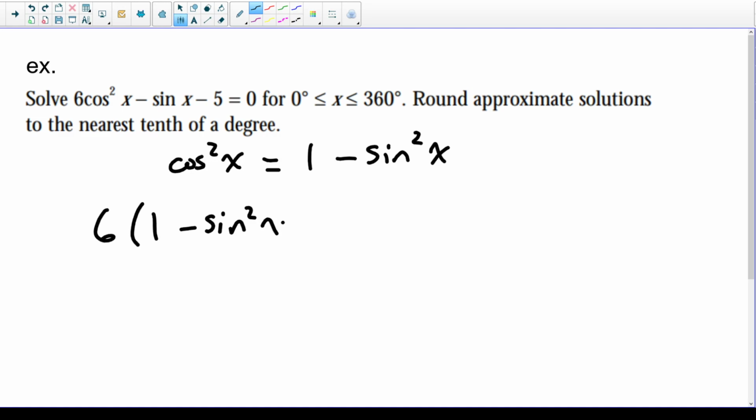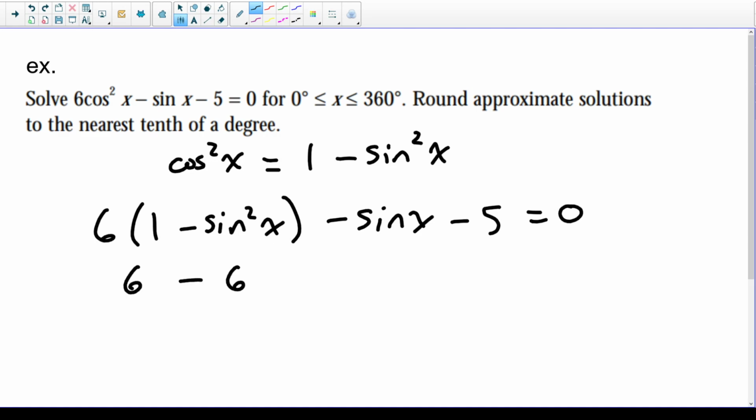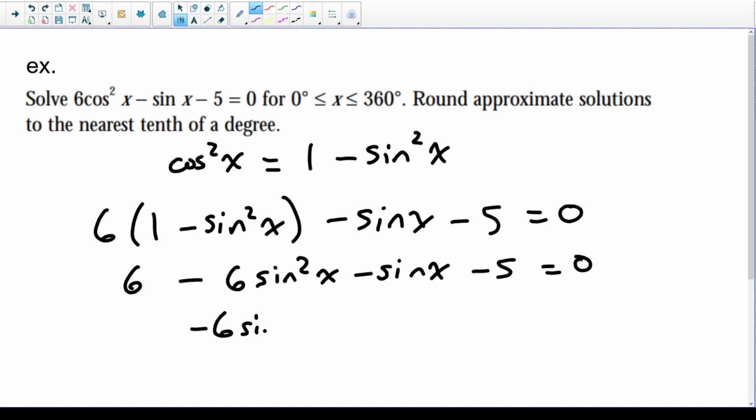If I replace cos squared x by 1 minus sine squared x, I get 6 times 1 minus sine squared x minus sine x minus 5 equals 0. Expanding gives me this. Simplifying gives me this. 6 plus negative 5 is plus 1, right?